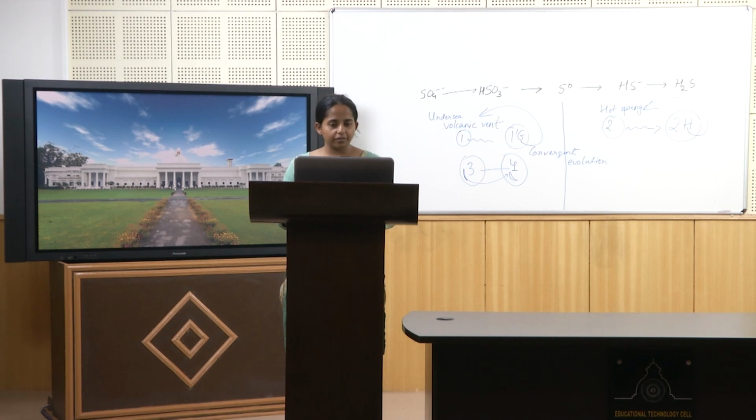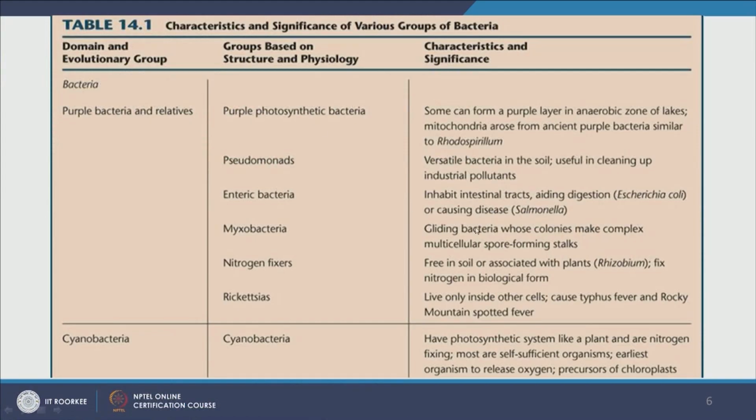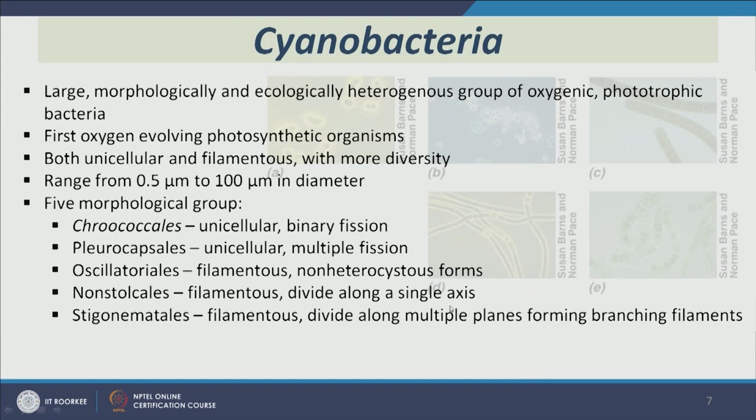Now in this table we have on the left side purple bacteria and relatives. We will talk about purple bacteria very soon, and here we have cyanobacteria, which is a phototroph. It has a photosynthetic system like plants, but it releases oxygen, so it is an oxygenic phototroph. Now let us look at cyanobacteria in more detail.